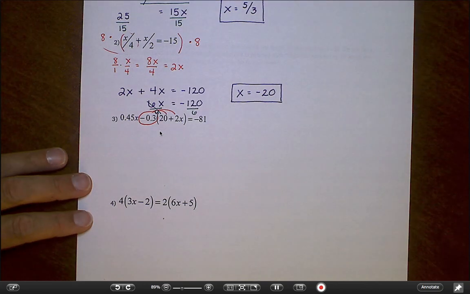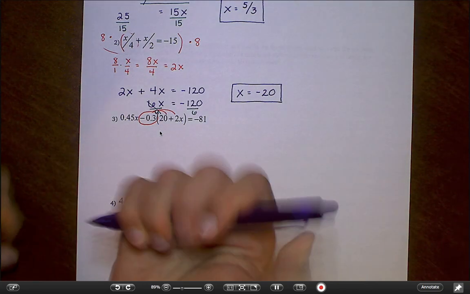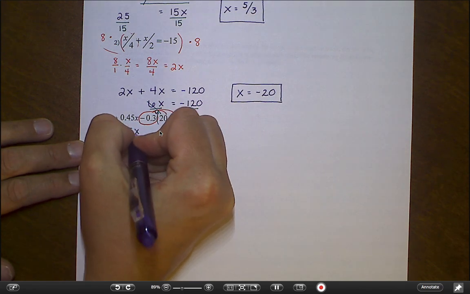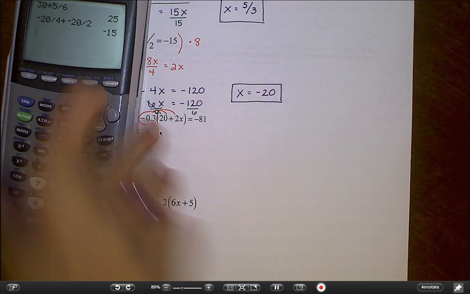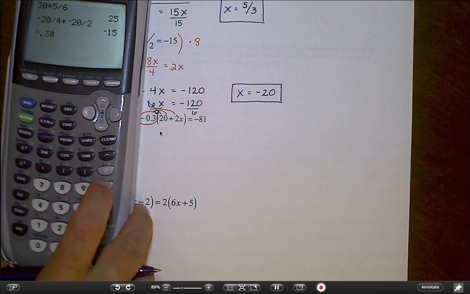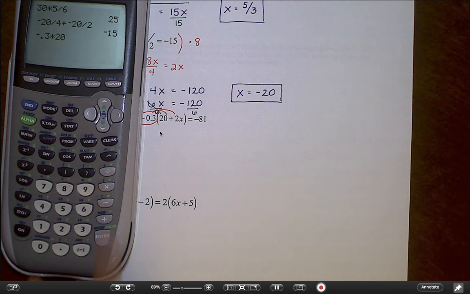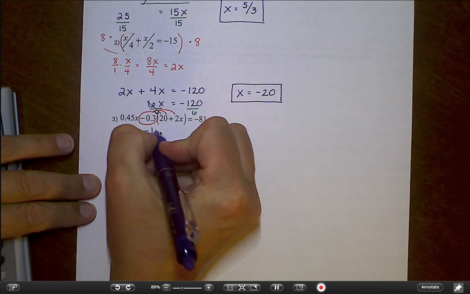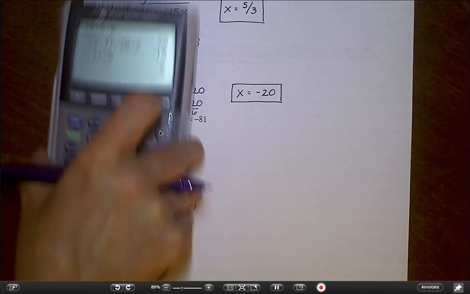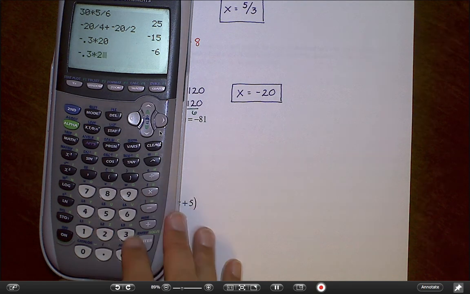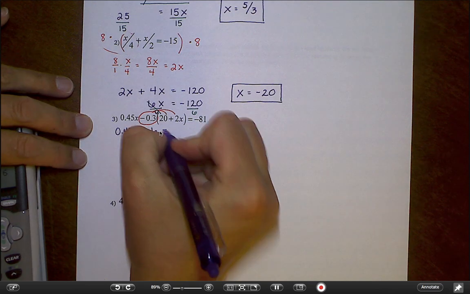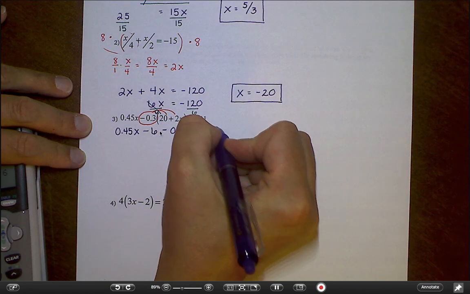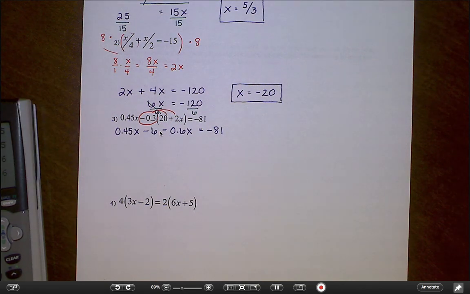So if I were to rewrite this problem, I would end up with the 0.45x and then I'm going to do negative 0.3 times 20. And I end up with negative 6. So then this is going to end up being a minus 6. And then negative 0.3 times 2 should give me negative 0.6. Okay, make sure you've got that step down.